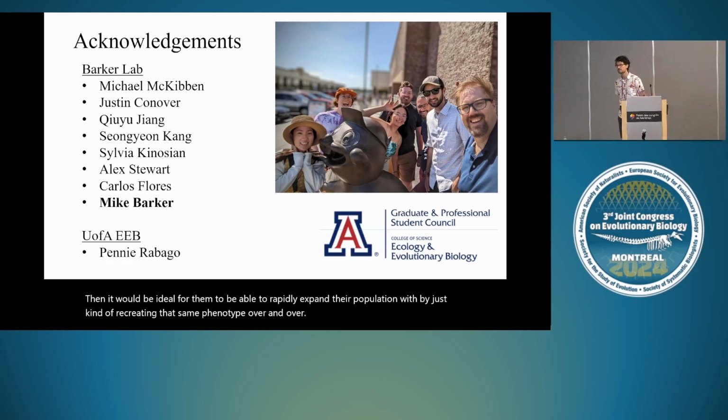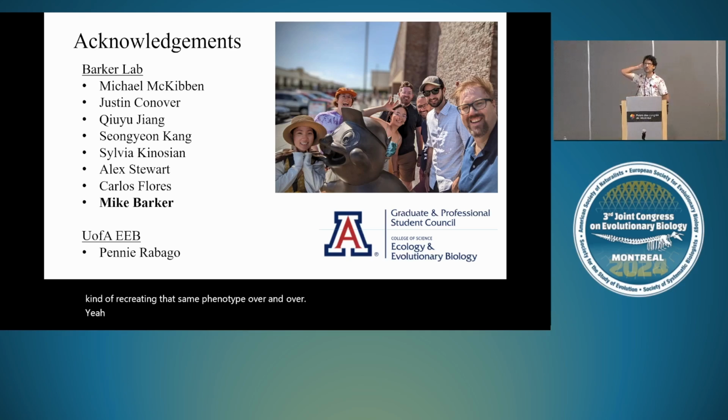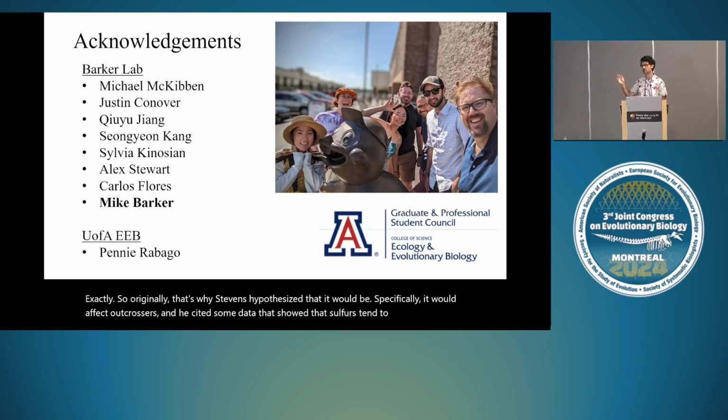Yeah. So that signifies that we should see less pressure to reduce chromosome number in selfers because you're already suppressing the recombination. Yeah, exactly. So originally, that's why Stebbins hypothesized that it would specifically affect outcrossers, and he cited some data that showed that selfers tend to have higher chromosome numbers around 9, like what we saw in the background group.